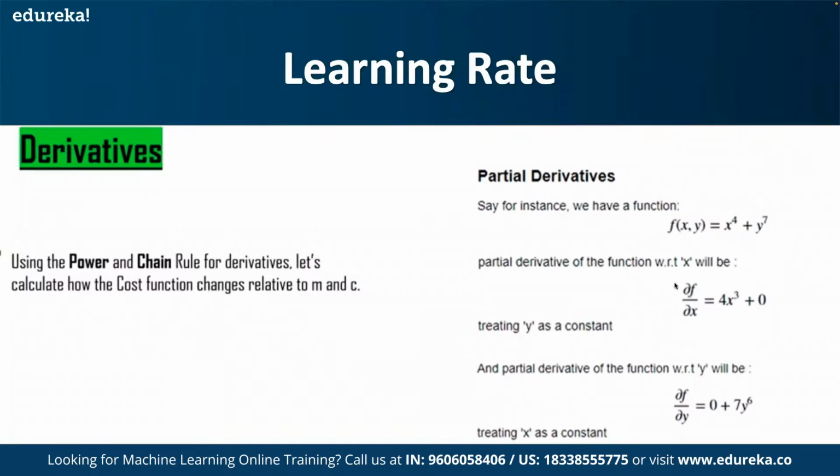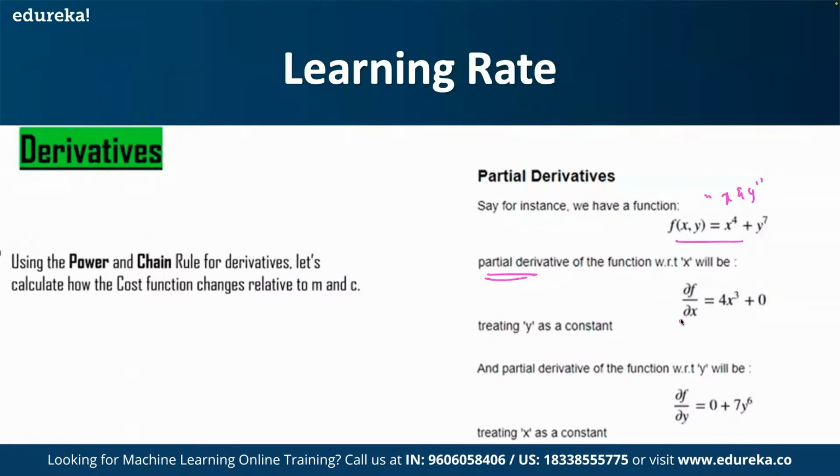Okay, so to give you an example, suppose I have a function f(x, y) equal to x to the power 4 plus y to the power 7. If I take the derivative of the function with reference to each variable, in this function I have two variables, x and y. When I have two variables and I want to take a derivative of a function with reference to one of the variables, then from the calculus perspective, it is called a partial derivative.